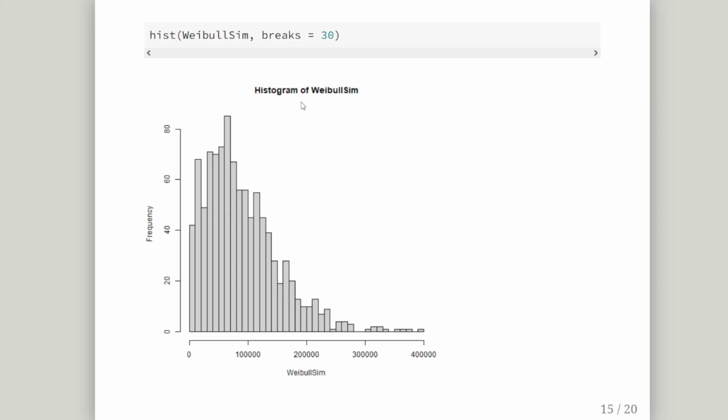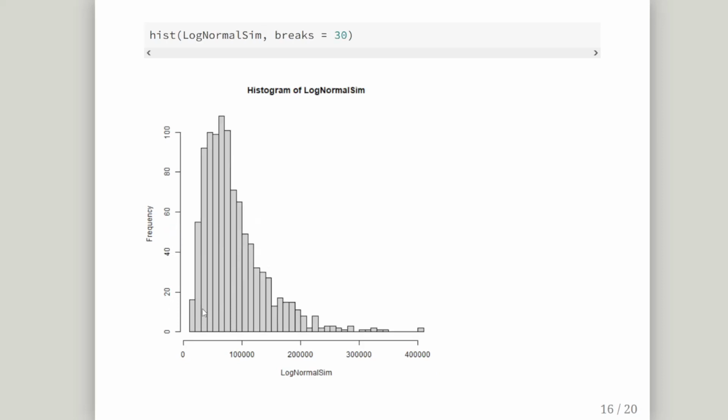I don't know if you see the mouse there, but it has a sort of skew to it, heavily favoring the lower values. And that is the log normal one. So let's just look at them there. They're not that dissimilar from each other, actually.